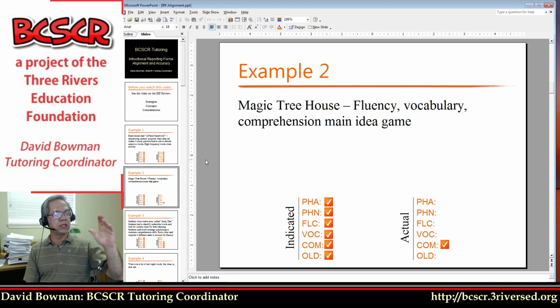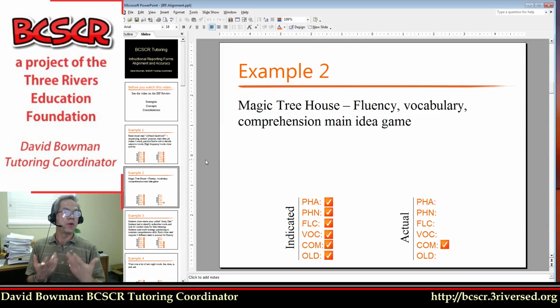So the tutor indicates that she addressed all 6 areas, and yet the only activity that I really see here is the one that says comprehension, main idea, game. So I'm only going to give her a pass on comprehension. She mentions fluency and vocabulary, but there are no activities there. We don't know what she did. So she says she addresses fluency, addresses vocabulary, but I'm left with the question, well, what did you do to address them? I don't see any activities that suggest how she addressed fluency, how she addressed vocabulary. So I can't really give them a check for those.